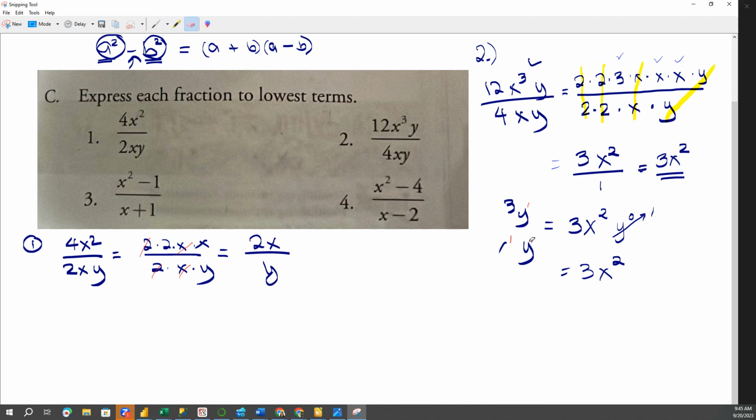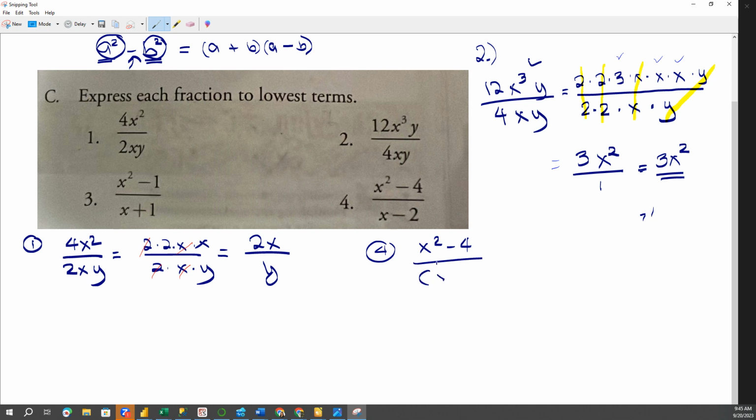Number 4. Okay, so let's answer number 4, but I'd suggest that you try this on your own first. You have x squared minus 4 over x minus 2. The denominator again is as simplified as it gets. x has a power of 1, so you can just put that in parentheses. Now x squared minus 4 is again a difference of two squares.